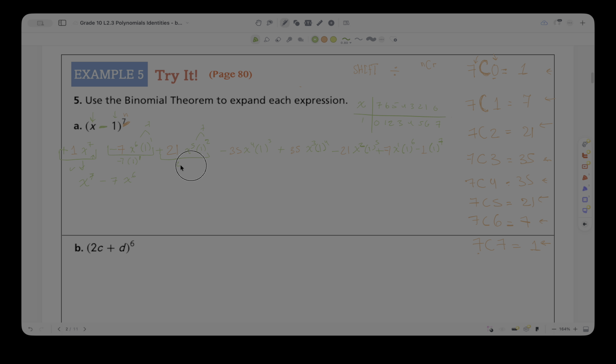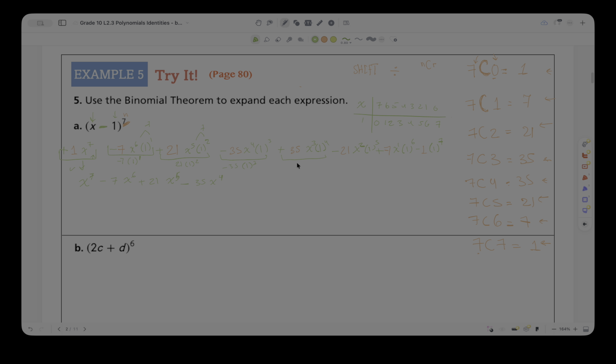Next, put the numbers. 21 times 1 to the power of 2. You're going to get 21 and just put the variable. Here the same thing. 1 times -35. But the 1 is to the power of 3. It's going to be -35 x to the power of, sorry, here is 5 and here is 4. Make sure to always double check the powers. The x will decrease.